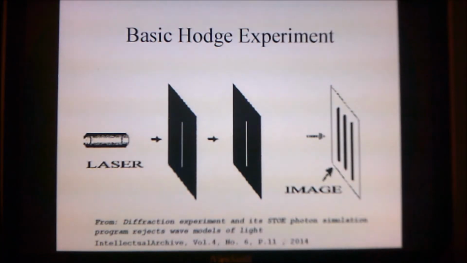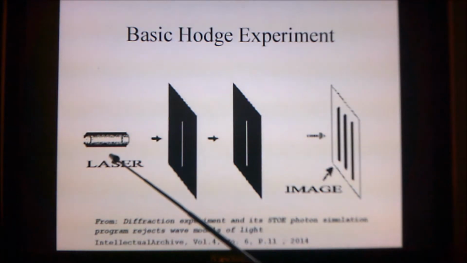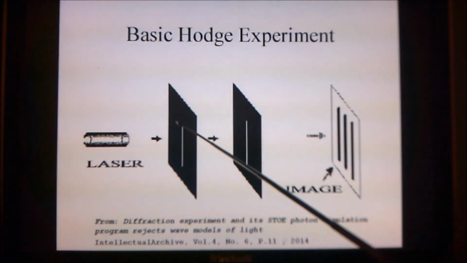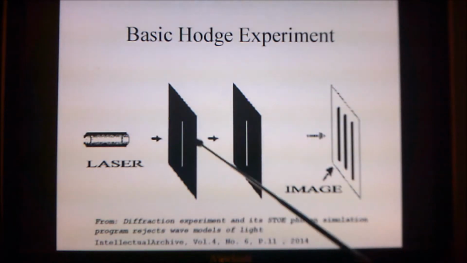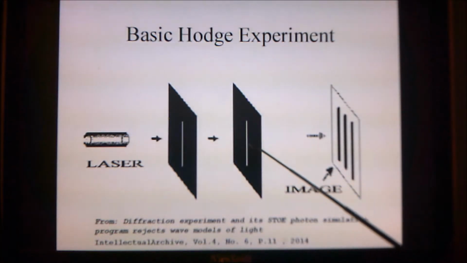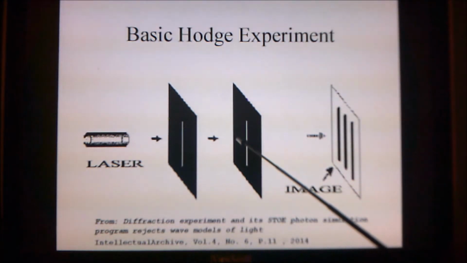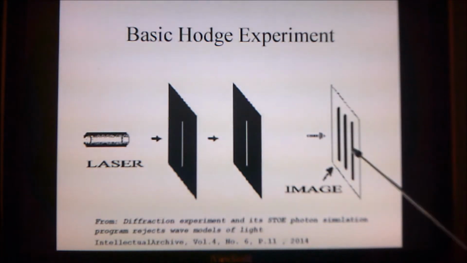This is the basic Hodge experiment. We had a laser, and we had a single slit screen or mask here, which then let through a regular diffraction pattern that fit the Fraunhofer equation, and then 8 meters away we had the screen. And of course, this comes from that paper.